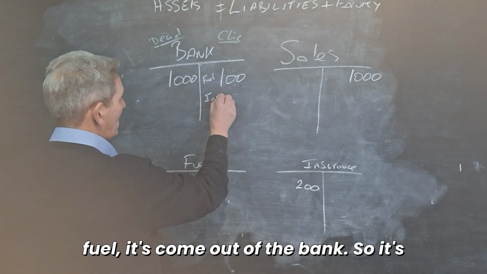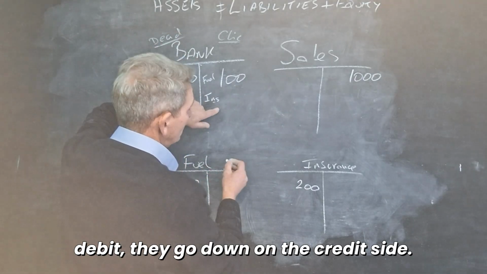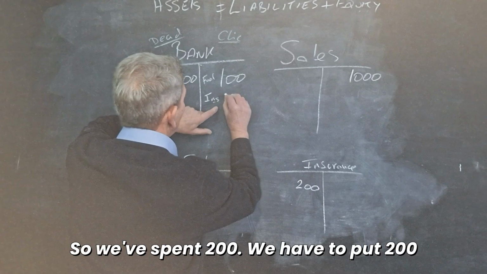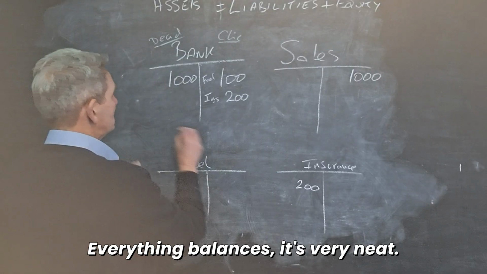So the bank is an asset. Assets go up on the debit, they go down on the credit side. So we've spent 200, we have to put 200 here in the bank. Very straightforward, everything balances, it's very neat.